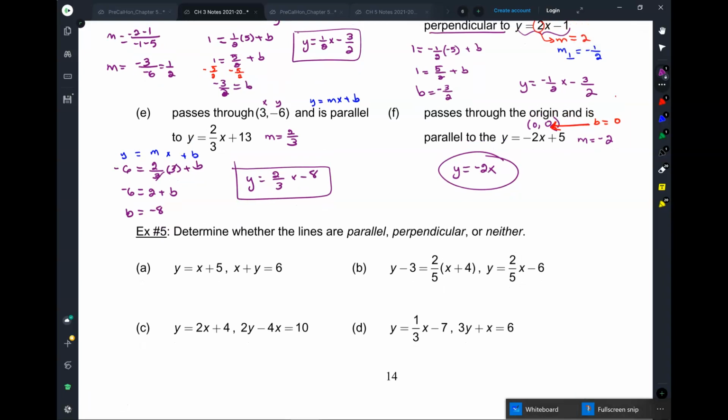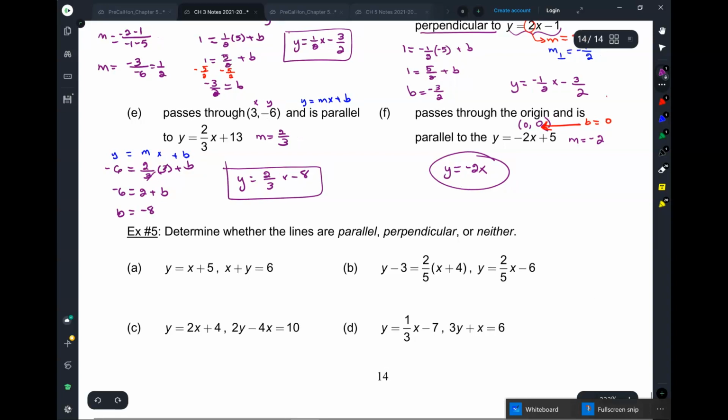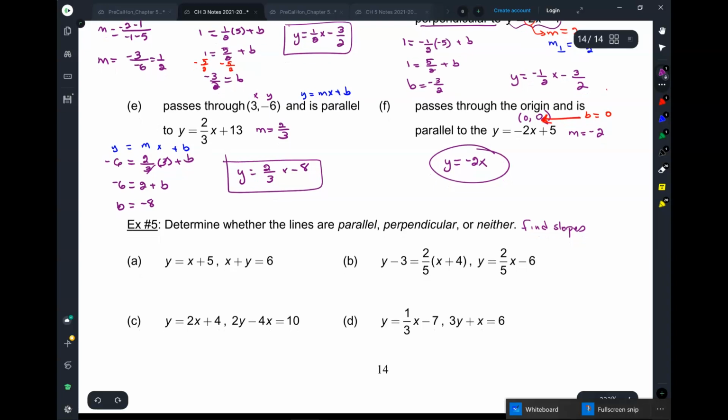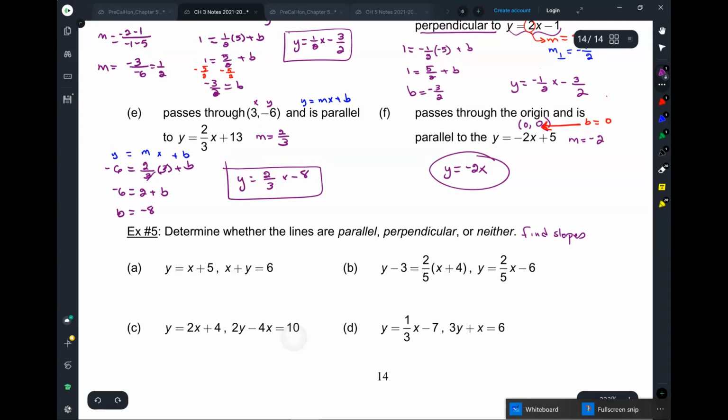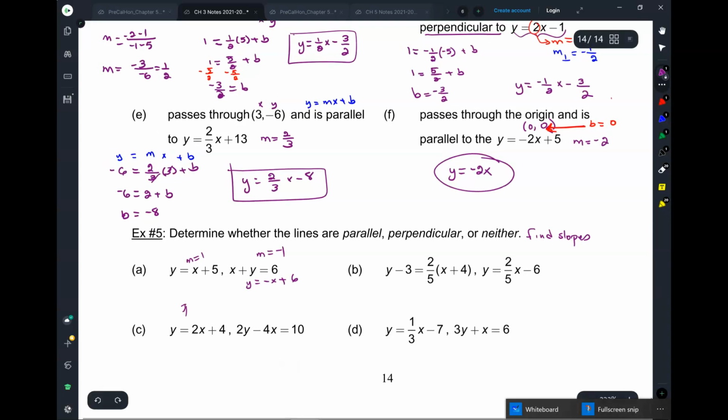Okay? All right. So here we go. Determine whether the lines are parallel, perpendicular, or neither. To do this, you need to find slopes. The best way for me to find the slopes is to solve them for y. Solve each equation for y. This one is already solved for me, and m is equal to 1. I solve this one for y. I get negative x plus 6. What's the slope there? Negative 1. Okay, so is that the same slope? No. Is it the negative reciprocal? Yes, it is. So they're perpendicular.